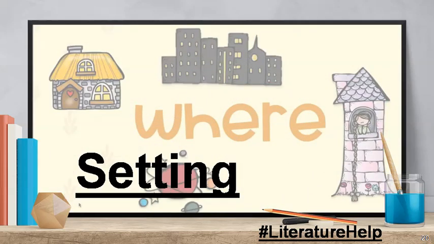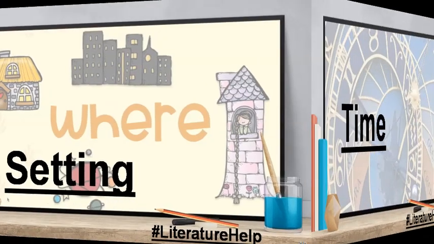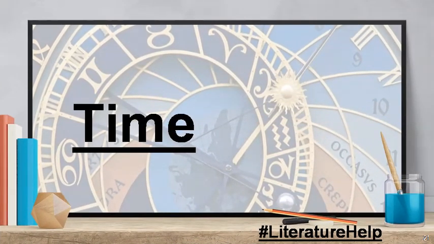Setting. Where does the piece take place? Is the setting critical to the story? Does the setting provide background? Does the setting give historical, physical, or other information that is key to the story? Time. When does the story take place? Is it timeless, or is it grounded in a particular place and time?